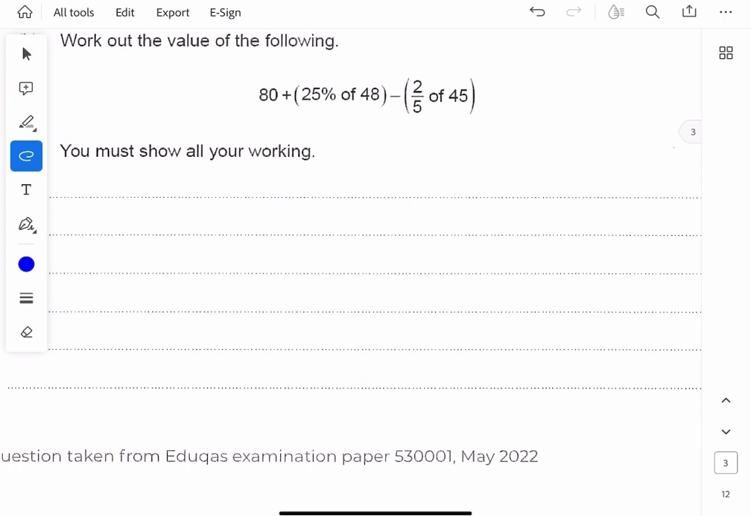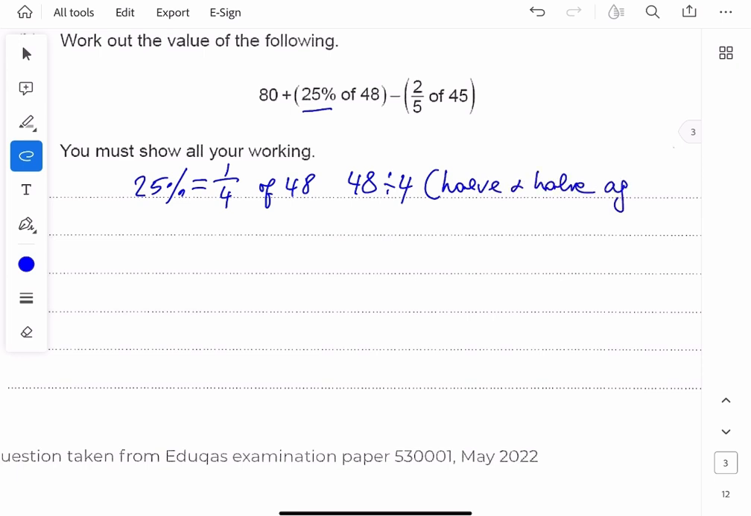So in this question you need to work out this example. So do the brackets first. So it's easy to show 25% as a quarter and find a quarter of 48, which means divide by 4. You can half that number and half again. Okay, so half is 24, half of 24 is 12, so you get 12 here.